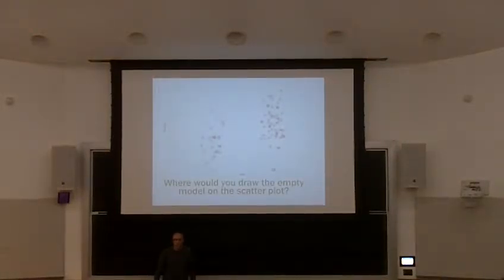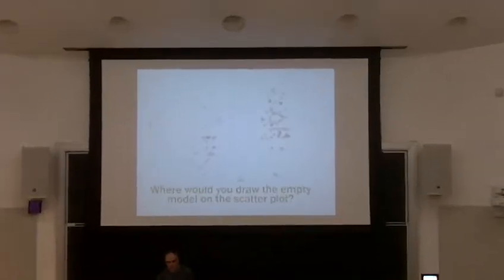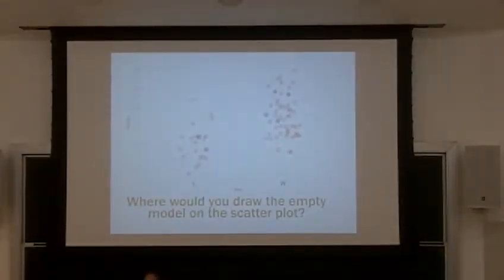And here's the key question. Where would you draw the empty model on this jitter plot? Do it on Poll Everywhere. Where would you draw the empty model on the jitter plot?